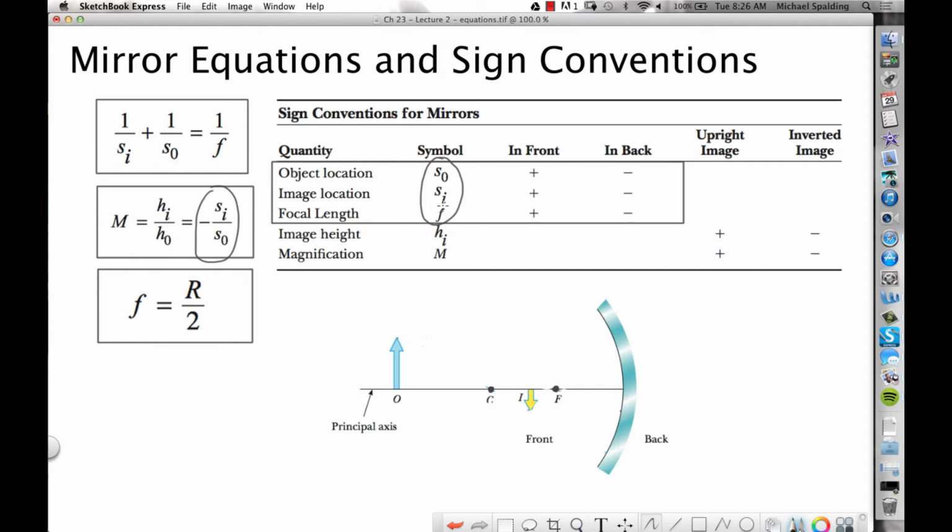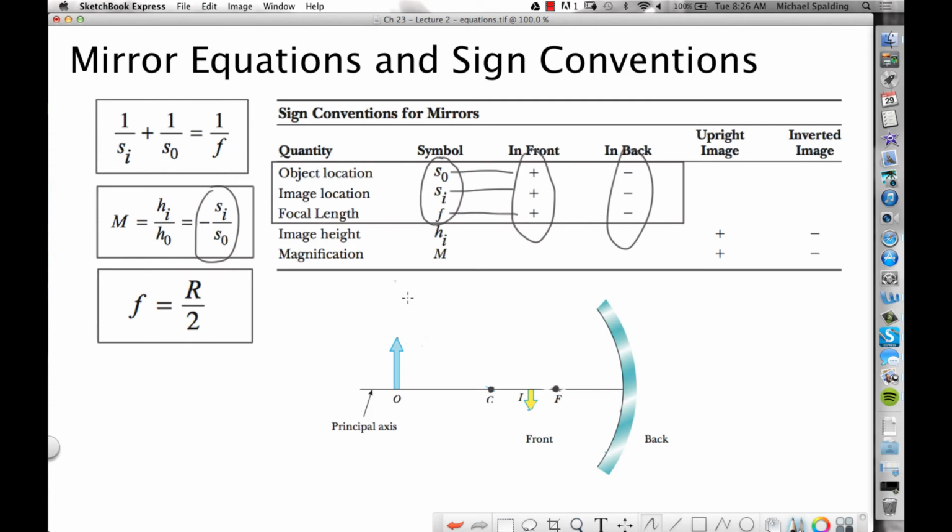Front side is plus, back side is minus. In front is plus for these variables. Object distance, front is plus. Image distance, front is plus. Focal length, front is plus. And for all of them, back is minus. Pretty much your object distance will always be positive. Does it make any sense to put an object behind a mirror? If you stick an object behind your bathroom mirror, what's going to happen? Nothing. Your object distance will always be positive.